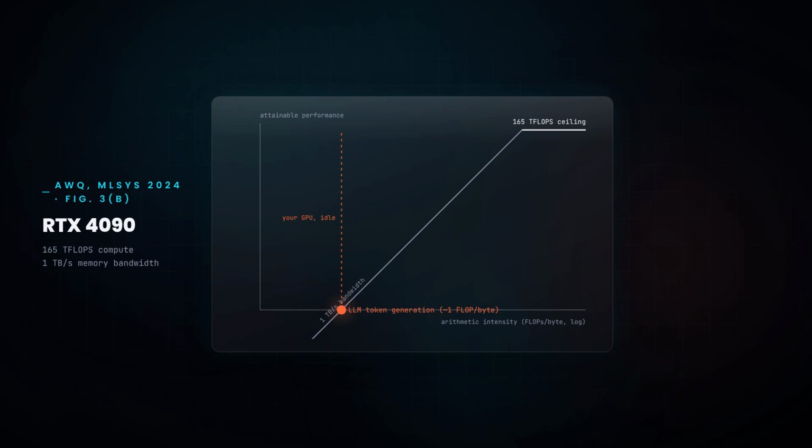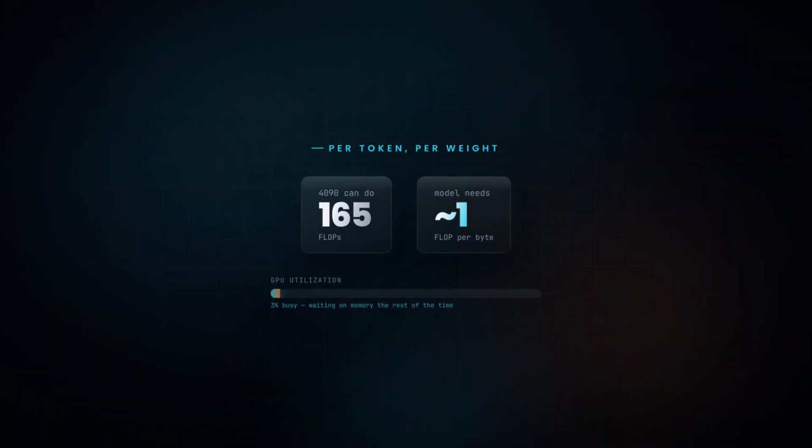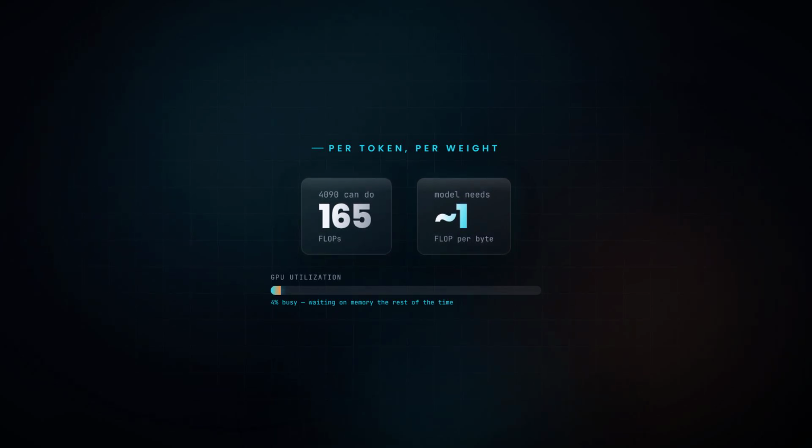The MIT team behind a paper called AWQ measured this properly on an RTX 4090. That card can do 165 teraflops of compute, but it can only pull 1 terabyte per second from memory. And token generation does roughly 1 floating point operation per byte it reads. 1. To keep that card's math units fed, you'd need 165. So during generation, your GPU is basically a Ferrari in a parking garage. It spends almost all its time waiting for weights to arrive, which flips the whole optimization problem on its head.